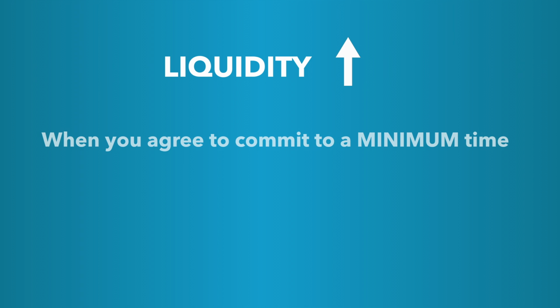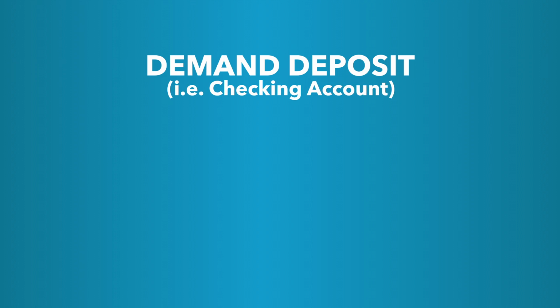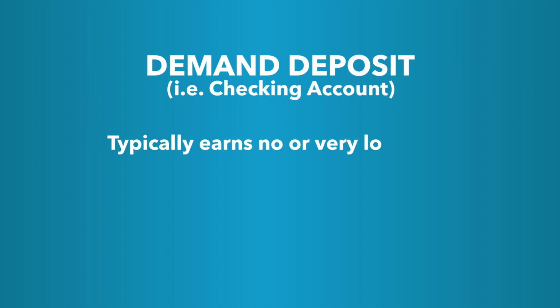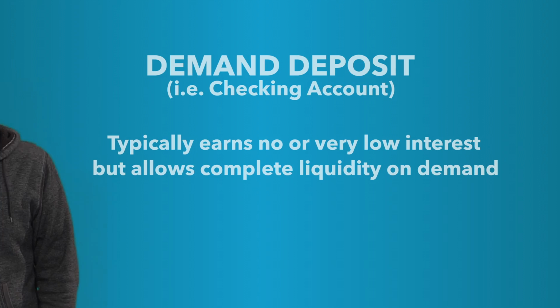You give up more liquidity when you agree to commit to a minimum time or amount of money to save or lend. For the saver, a demand deposit, like a checking account, typically earns no or very low interest but allows complete liquidity on demand. Checking accounts that do not earn interest are less useful for savings and therefore more useful for cash management. Some checking accounts do earn some interest but often require a minimum balance.